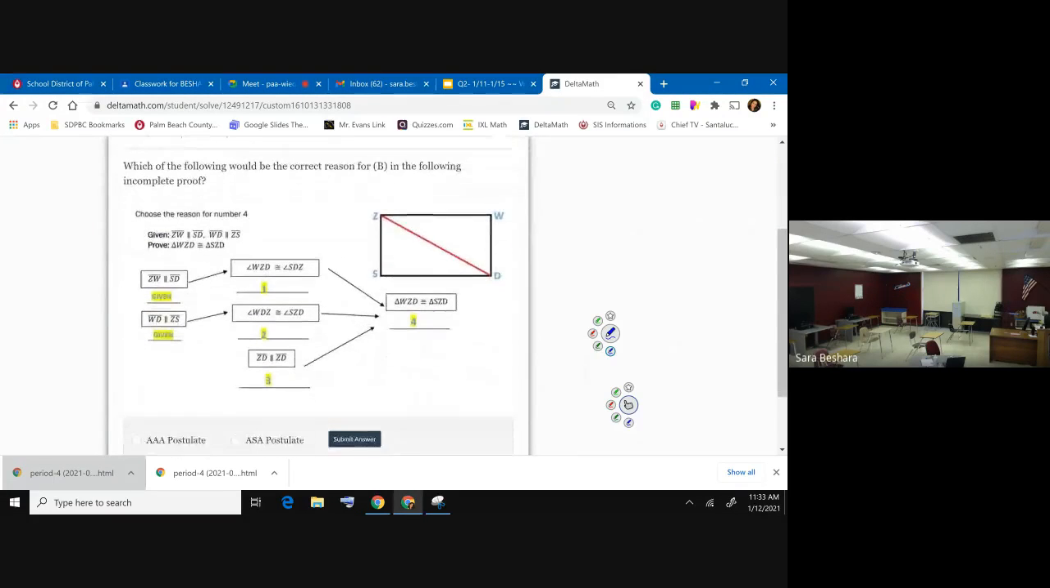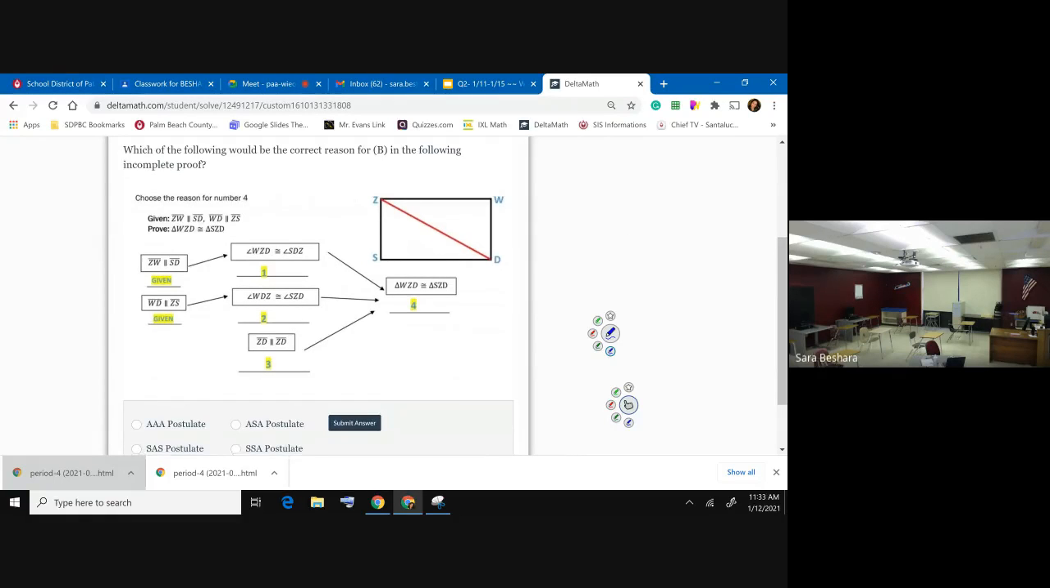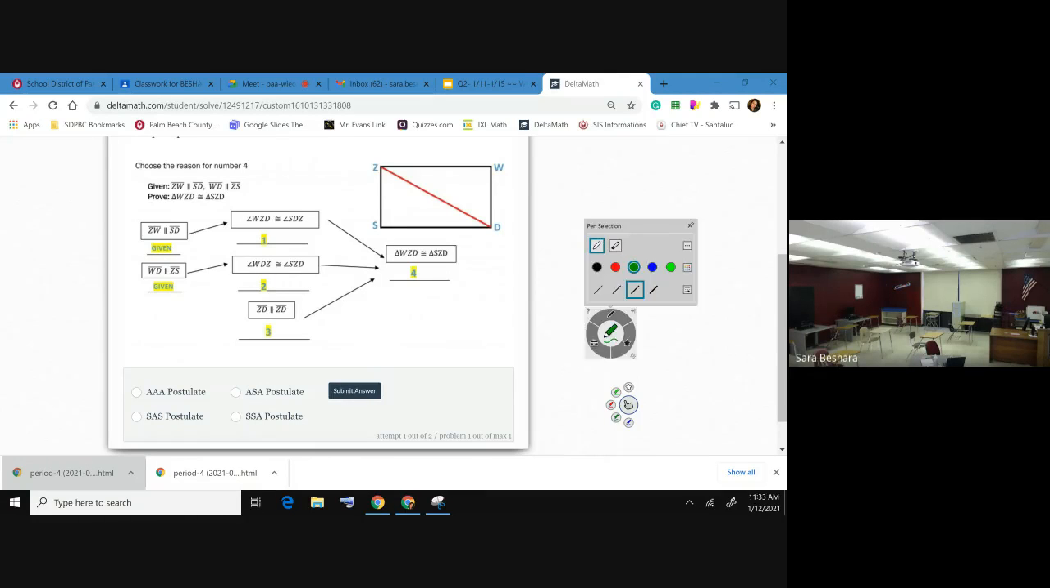It says, which of the following would be correct for B? No. Let's just read here. Choose a reason for 4. So we're choosing a reason for 4 here. Okay? Now, I'll just make a quick analogy on this, and I hope it helps you. We are given that ZW is parallel to WD, and then we are asked to prove triangle WZD is congruent to triangle SZD.